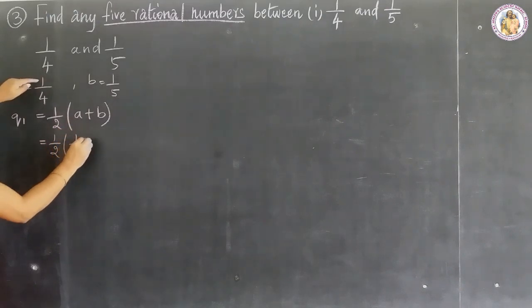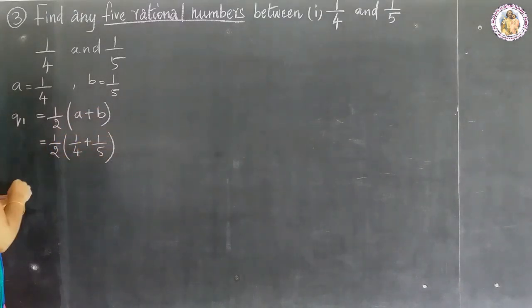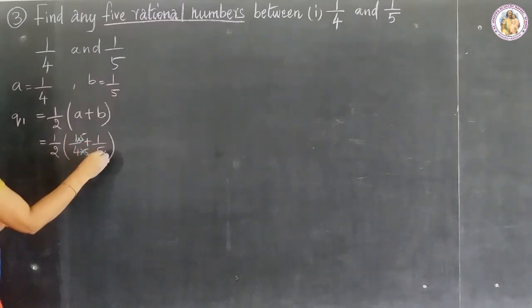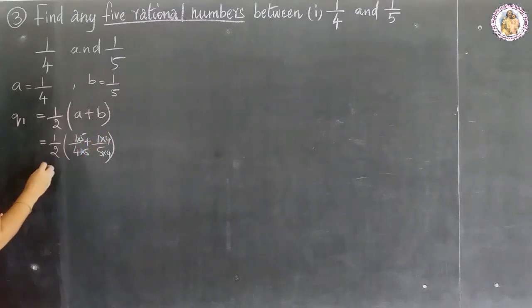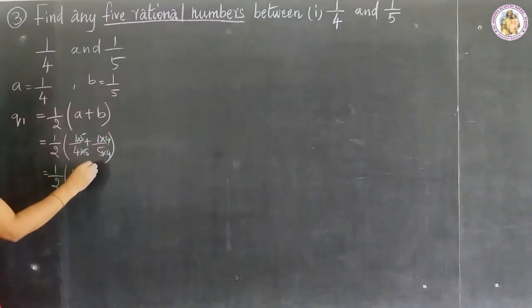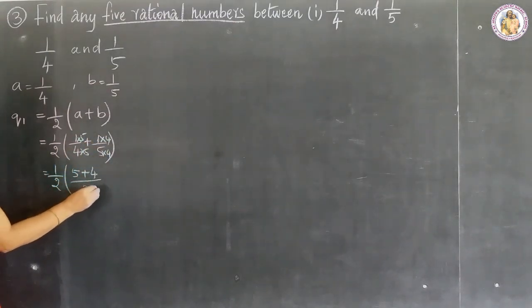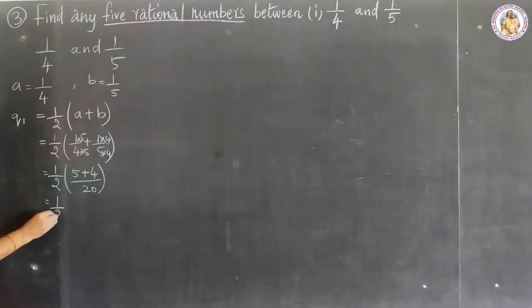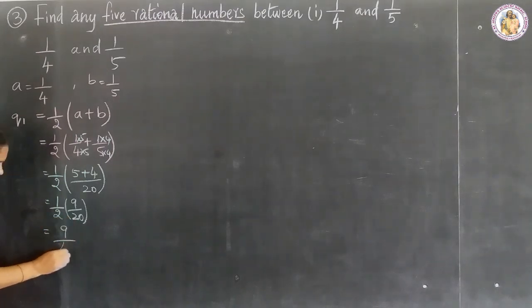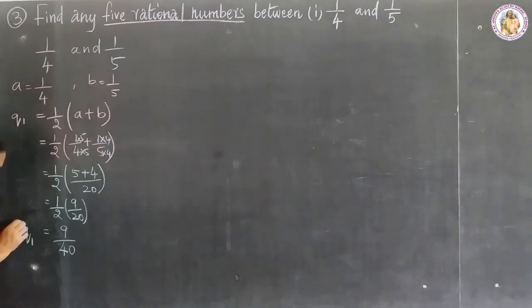by 4 plus 1 by 5. Now multiply with 5 and here with 4. So 1 by 2 within brackets, 5 ones are 5 plus 1 fours are 4, divided by 5 fours are 20. So 1 by 2 into 9 by 20 is equal to, 1 nines are 9, 2 twos are 4, 0. So Q1 is equal to 9 by 40. That is rational number 1.